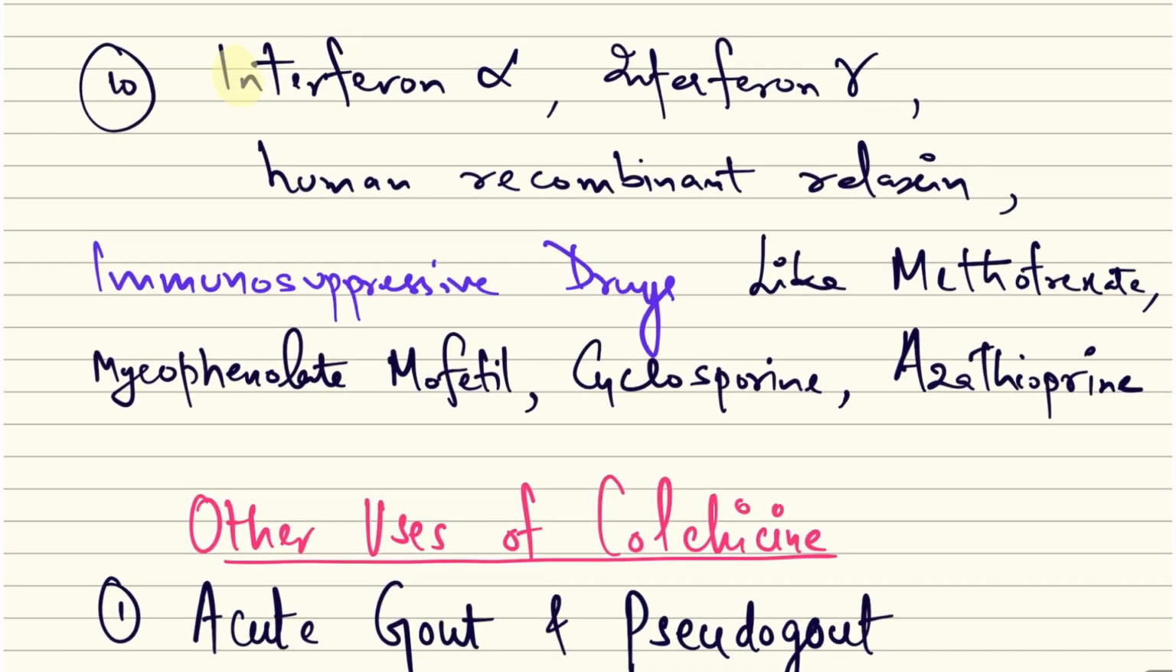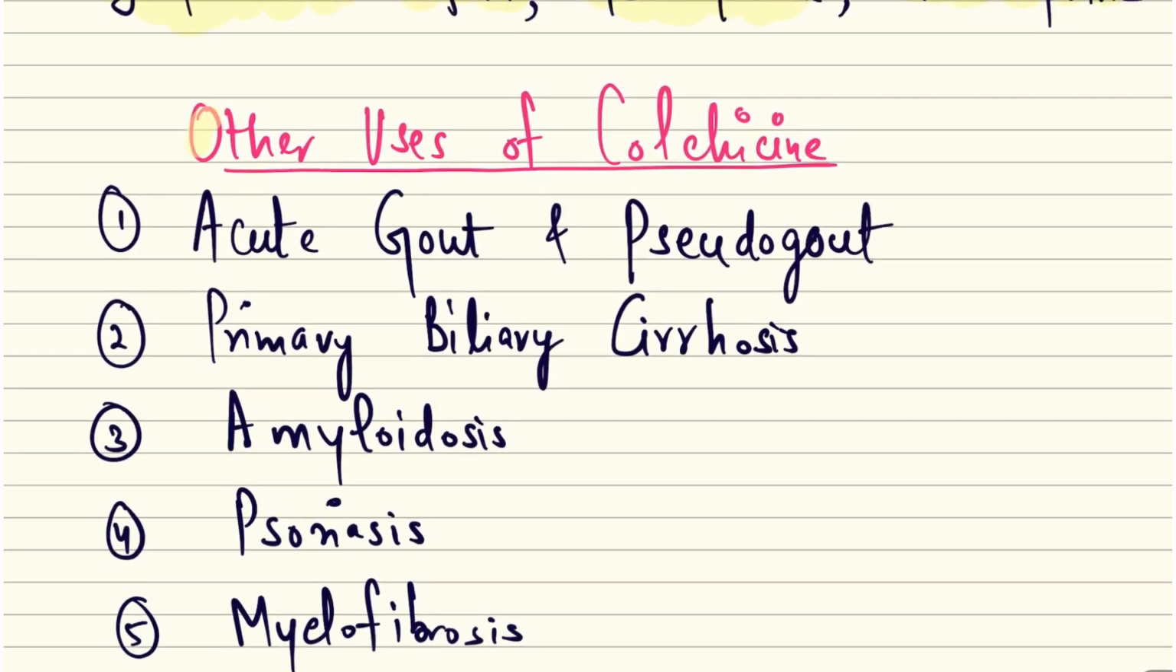The new drugs available are interferon alpha, interferon gamma, and human recombinant relaxins. Other drugs are also available. These are immunosuppressive drugs like methotrexate, mycophenolate mofetil, cyclosporine, and azathioprine. Besides systemic sclerosis, we should also know about the other uses of colchicine. We use colchicine in acute gout and pseudogout, also in primary biliary cirrhosis, also in amyloidosis, in psoriasis also, and myelofibrosis. So this is about scleroderma.